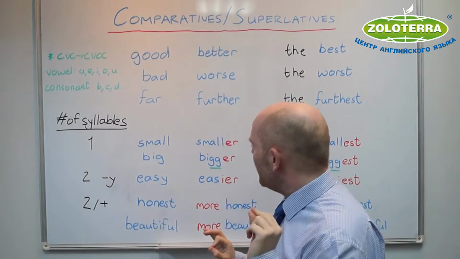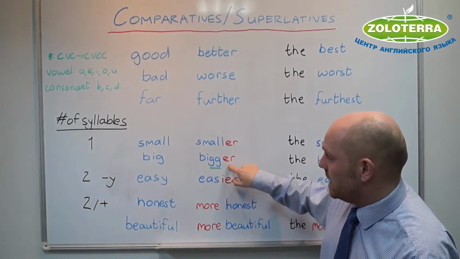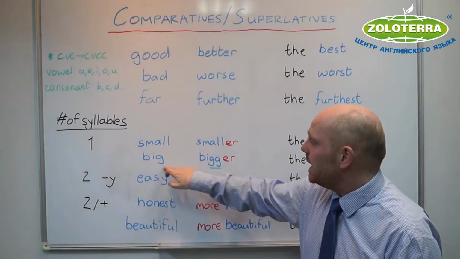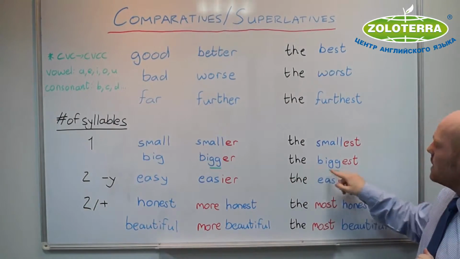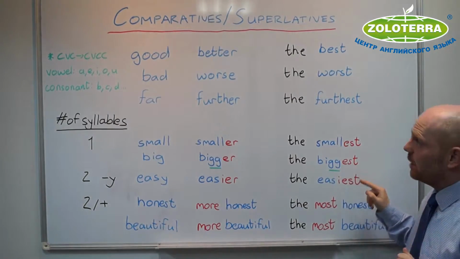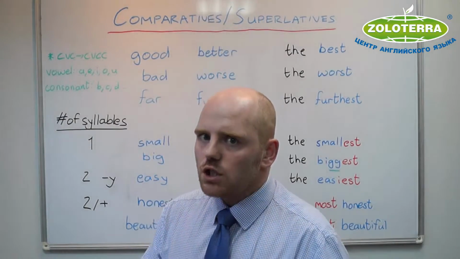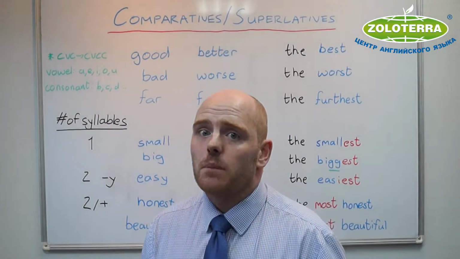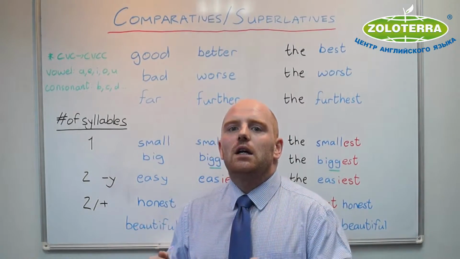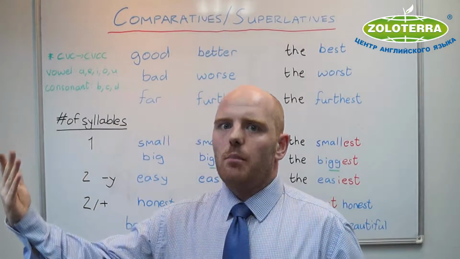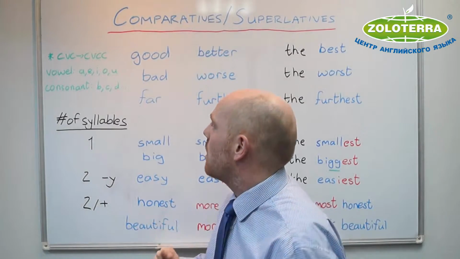Now, before we move on, you might have noticed there are in fact 2 G's. Big, B-I-G, bigger, B-I-G-G-E-R. The biggest, B-I-G-G-E-S-T. This is just a spelling rule. It doesn't change the pronunciation. And it is the same spelling rule that we use to make the ing forms. Stop, stopping, 2 P's. Swim, swimming, 2 M's.